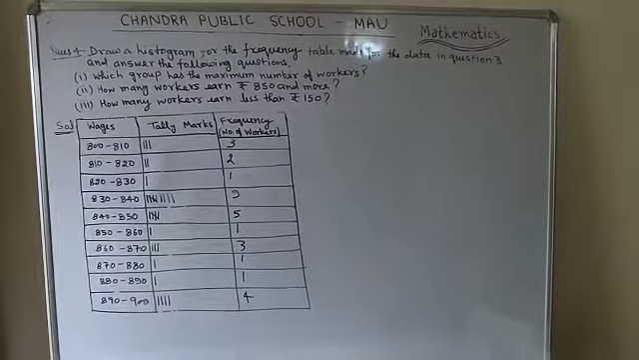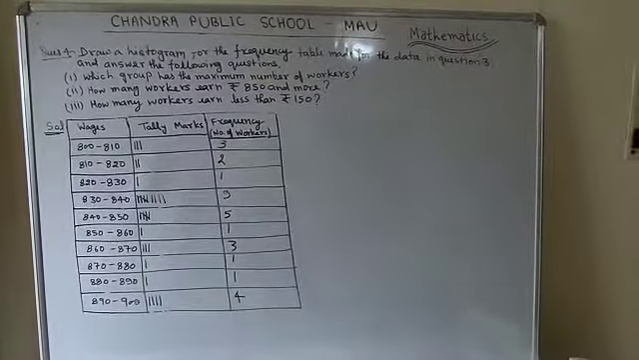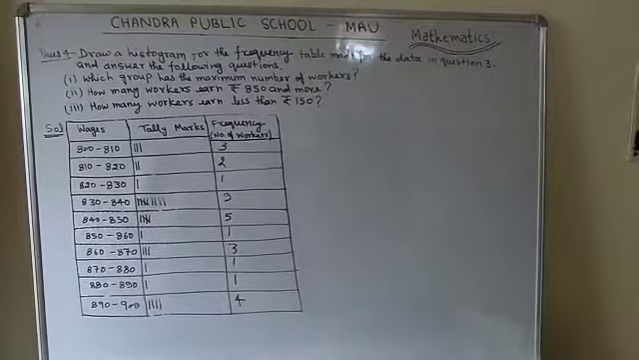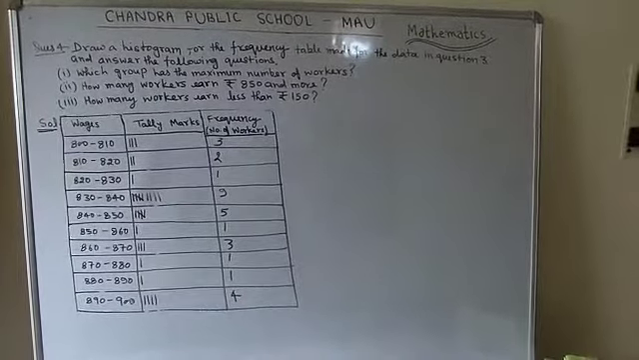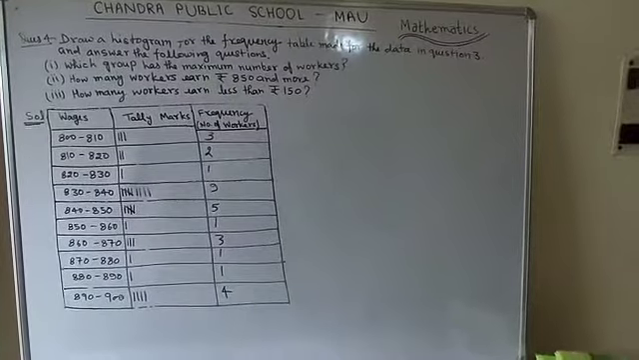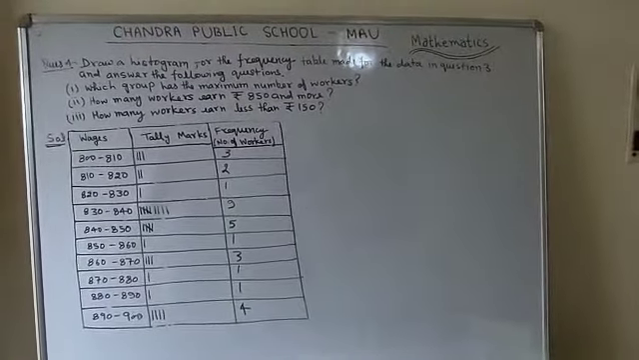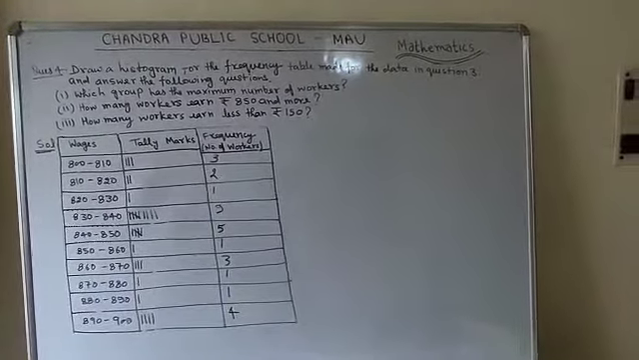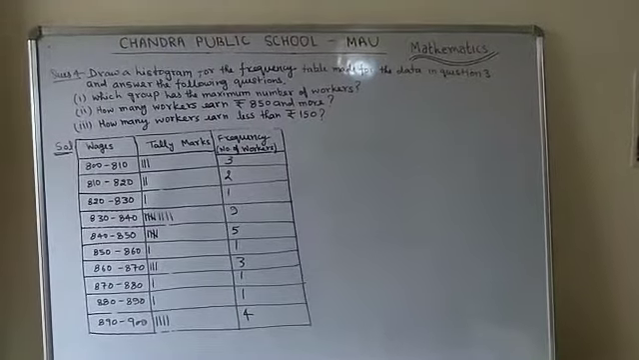Today I am going to explain question number 4. It is given that we need to draw a histogram for the frequency table made for the data in question 3 and answer the following questions. So you need to make a histogram for the table that you had drawn in question number 3.